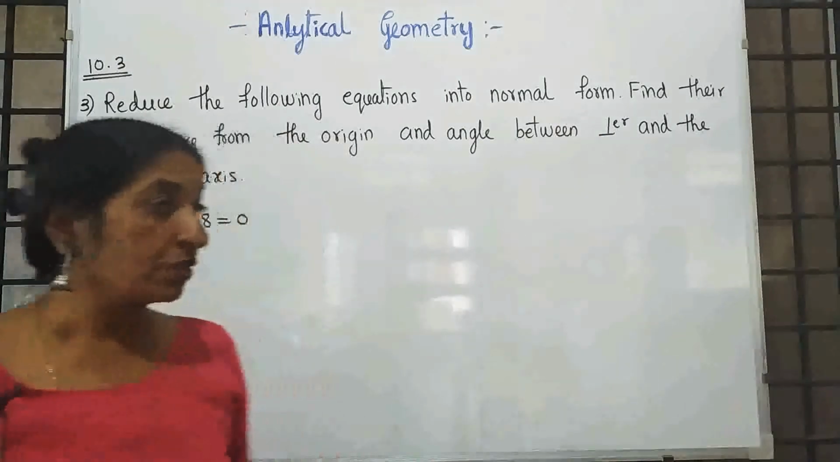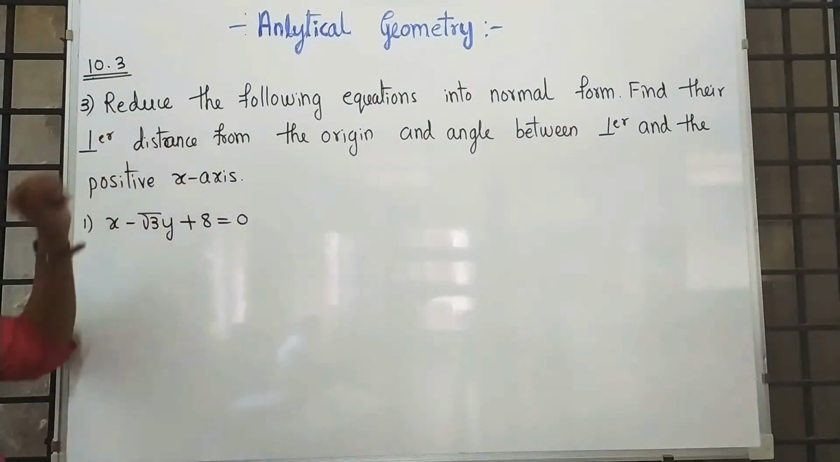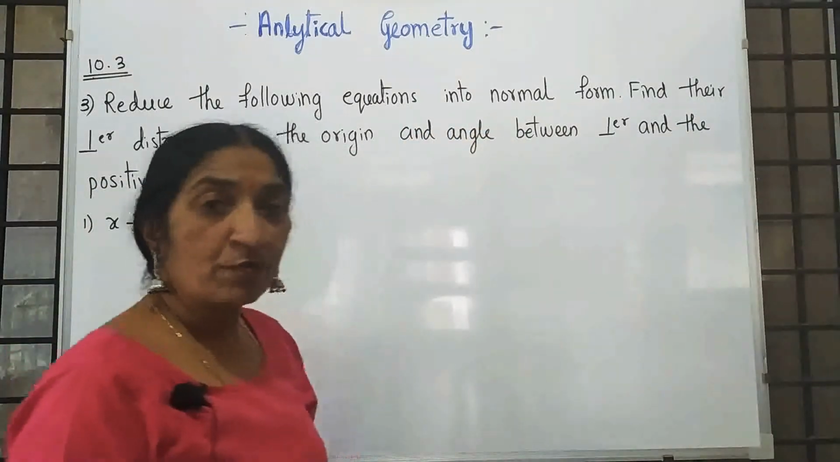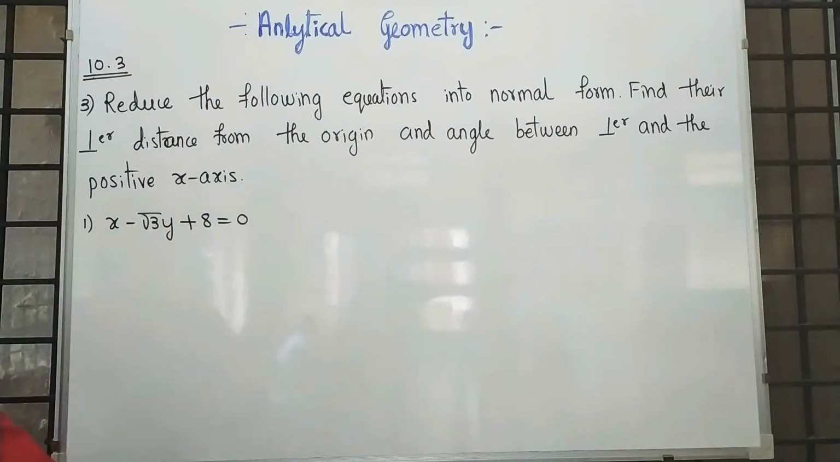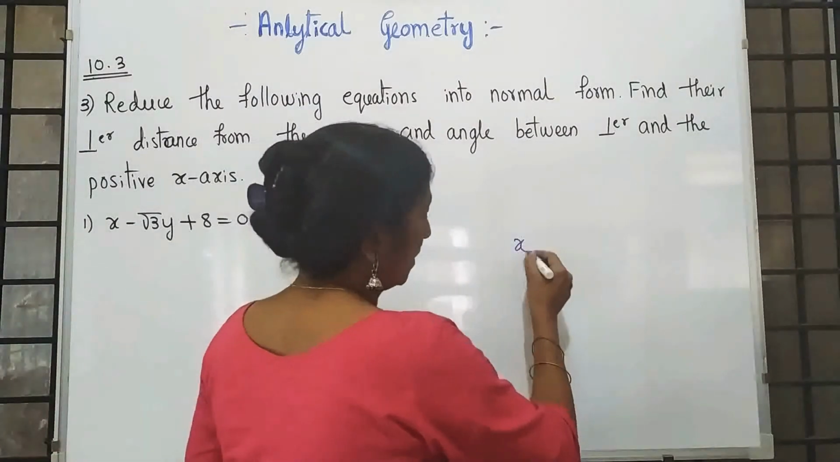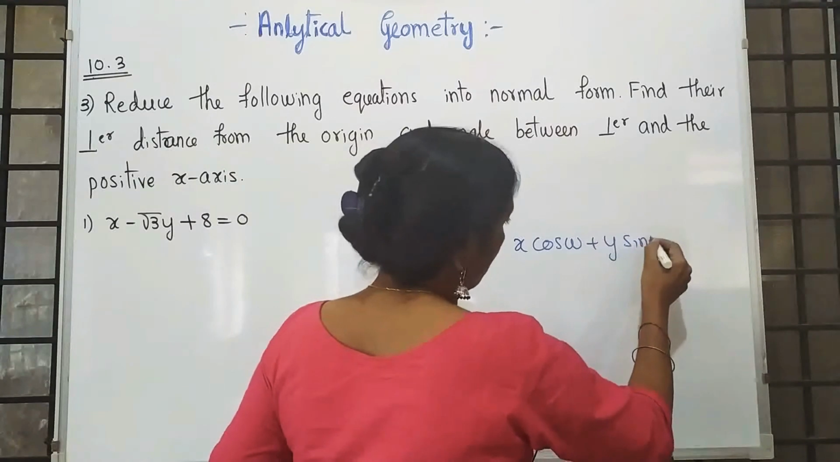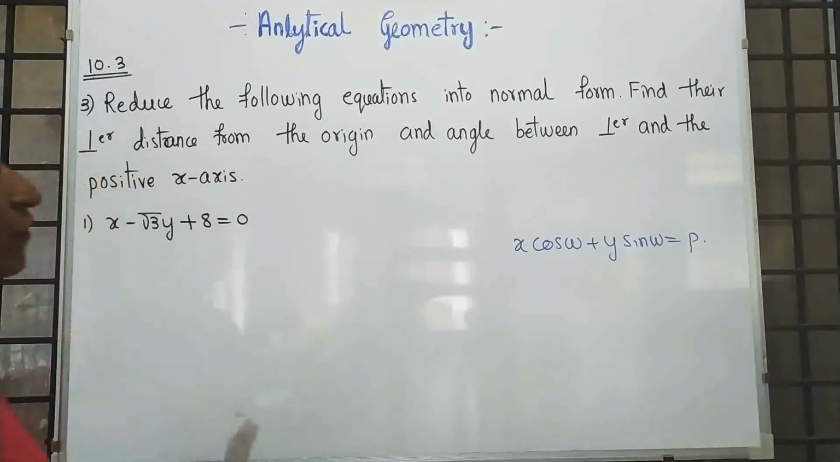See, I wrote the question already; the first and second we completed. Moving to the third one. Third main question: reduce the following equations into normal form. Have you remembered what the normal form is? Yes, the normal form of the equation is x cos omega plus y sin omega is equal to p. This is called the normal form. That means we have to convert this into this form.